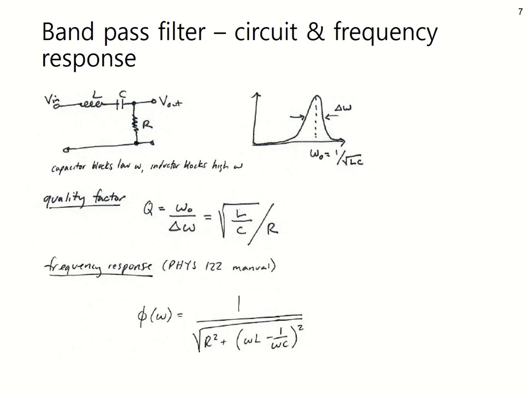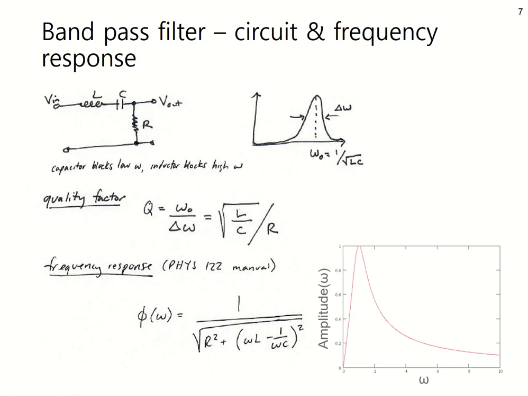We can also look at the frequency response. We're not going to go through the whole derivation. This is in the Phys 122 manual. Recall that the frequency response is this equation here, where we have the resistance, the frequencies, the inductance, and the capacitance, where you can see when that frequency is in resonance based on L and C here, it's able to pass through. And if we plot this on a linear scale, we get a plot that looks like this.